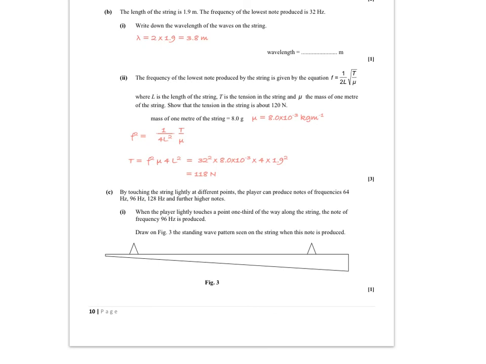We're then told that by touching the string lightly at different points, the player can produce notes of frequency 64 Hz, so double our fundamental, 96, 128 and higher notes. When the player lightly touches a point 1/3 of the way along the string, the note of 96 Hz is produced. So we need to draw a standing wave pattern seen on the string when this note is produced.